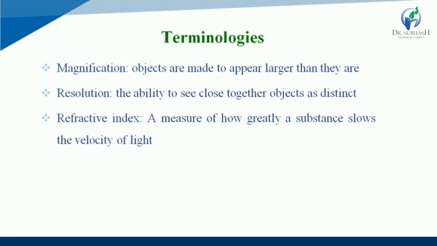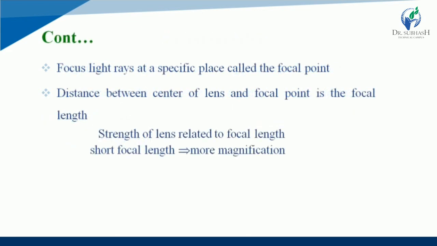Now, what is refractive index? A measure of how greatly a substance slows the velocity of light is called refractive index. What is focal point? Focusing light rays at a specific place is called the focal point.